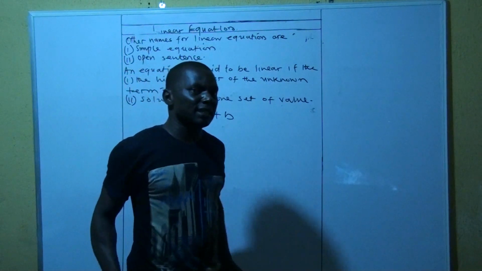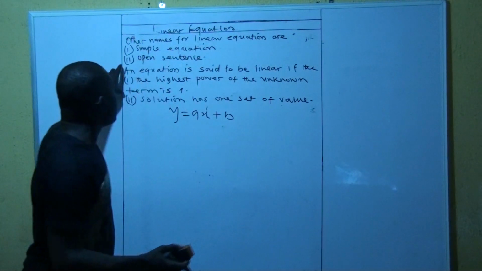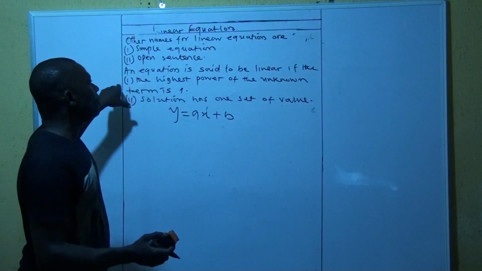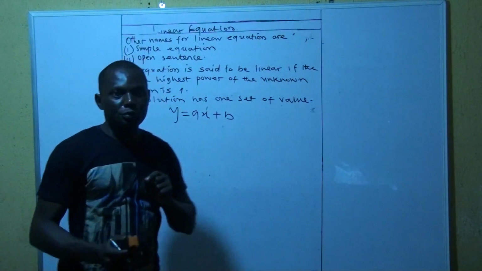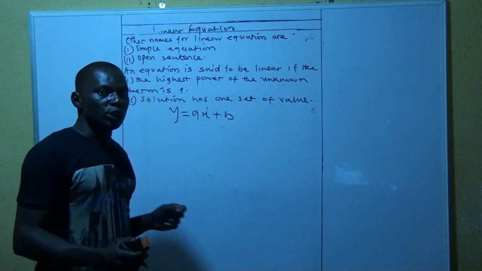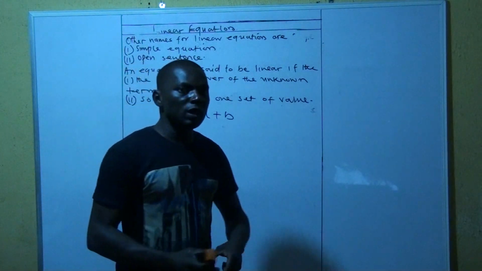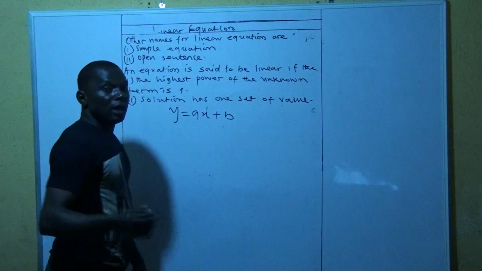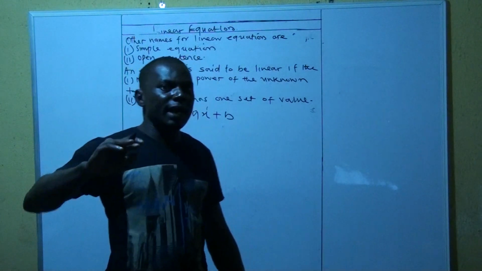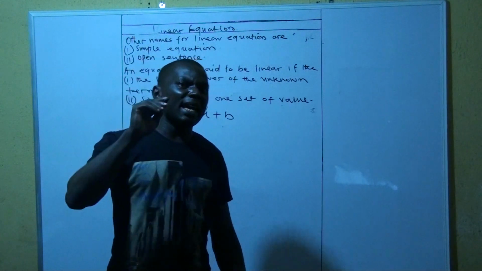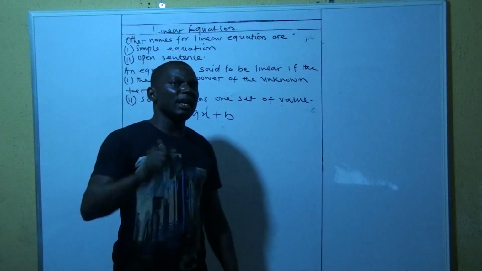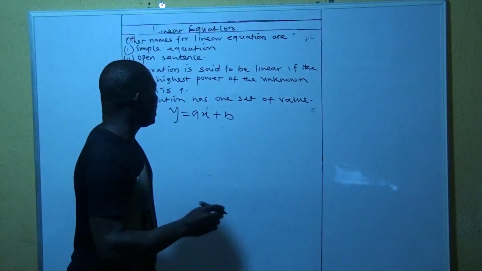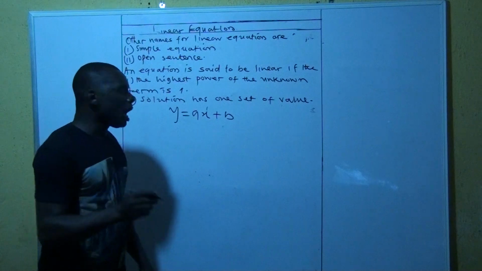That's why we refer to it as a linear equation. So these are the two conditions that make an equation linear, or a simple equation or an open sentence. So long as the highest power of the term you are trying to look for in the equation is 1, such an equation is known as a linear equation.